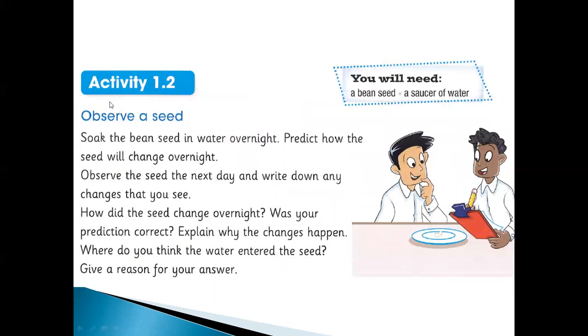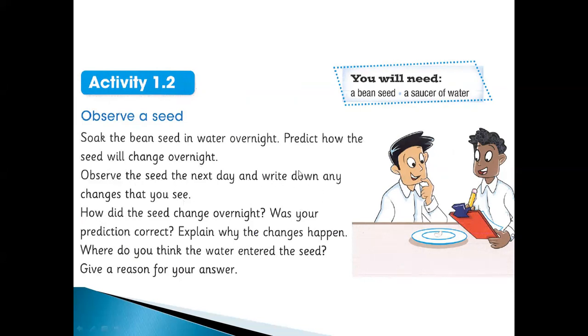Also, we studied activity 1.2. In this, what you need to do is take a bean seed or some bean seeds. You need to put them in a jar or in a glass. After this, you need to put some water in and observe what happens overnight. Predict how the seed will change overnight. Observe the seed the next day and write down any changes that you see.